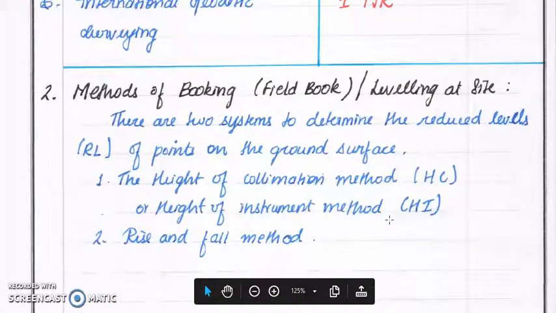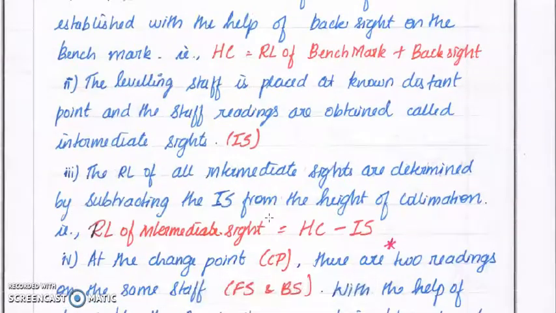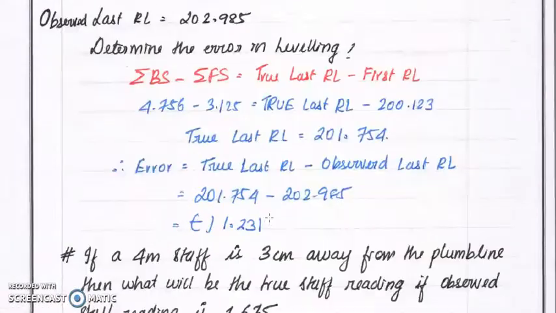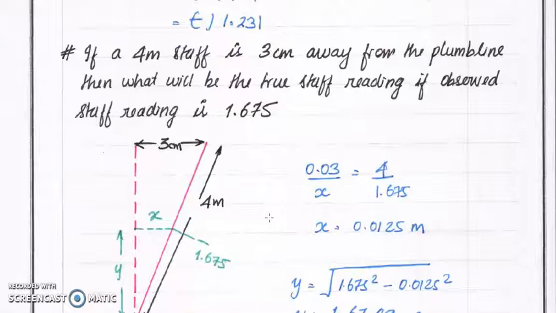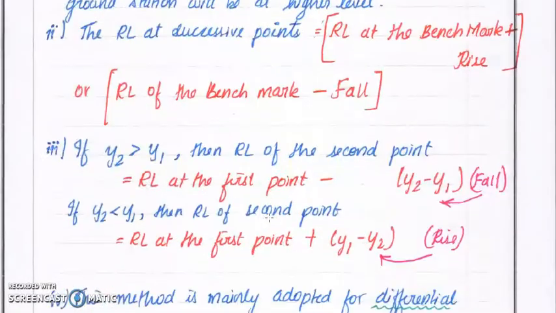Next, methods of booking. Usually we use the height of collimation method and the rise and fall method. Already we discussed what the height of collimation and the rise and fall methods are. These things are available in your textbooks.